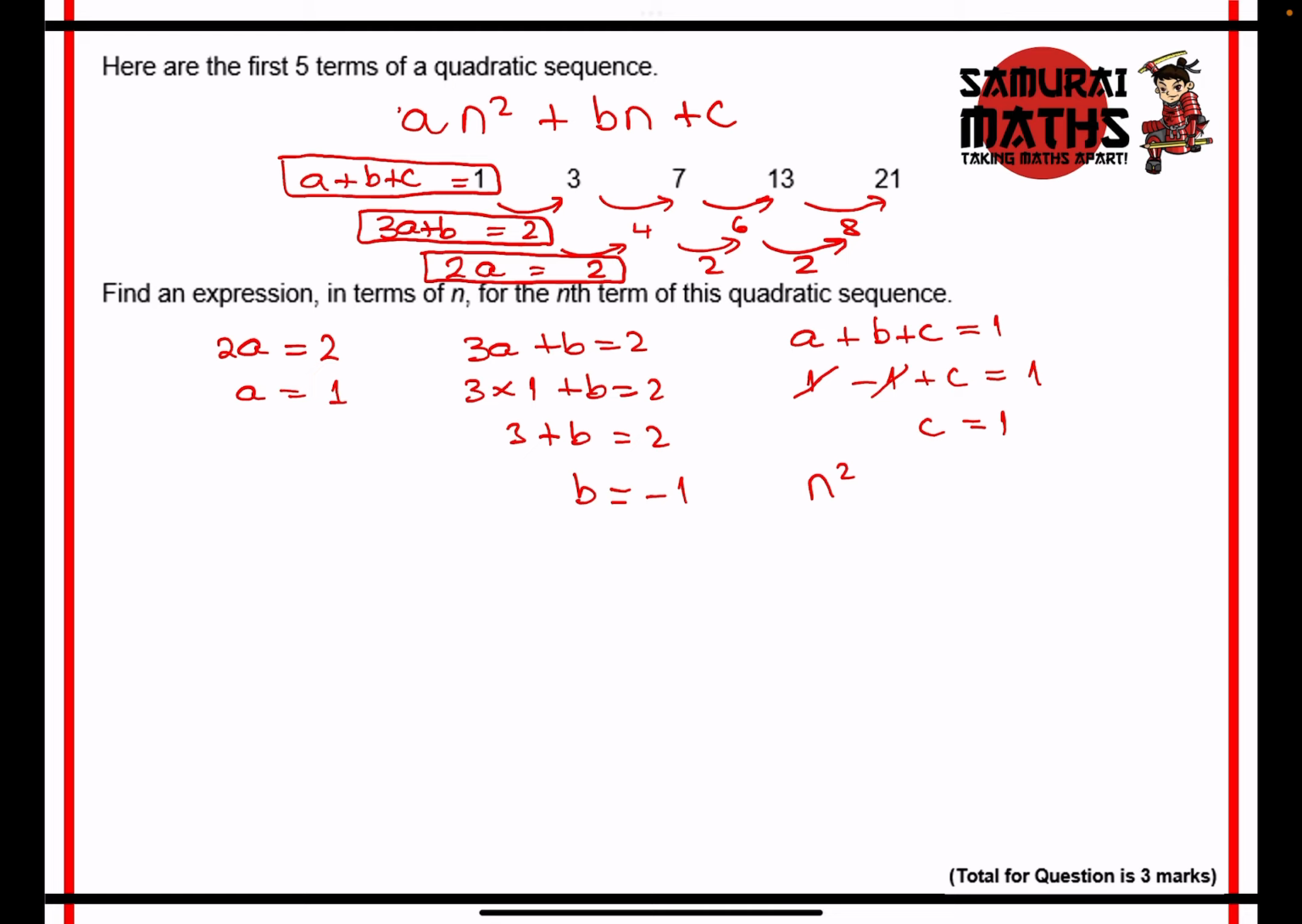Instead of b, I can say minus 1. So again, I'm not going to say minus 1. I'm just going to say minus n. Because I know that 1 is hidden there. That minus 1 is hidden there. And then c is equal to 1, positive 1. So I write plus 1. And this is my final answer.